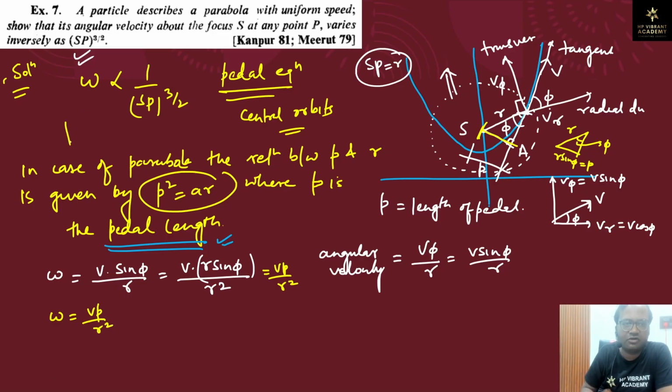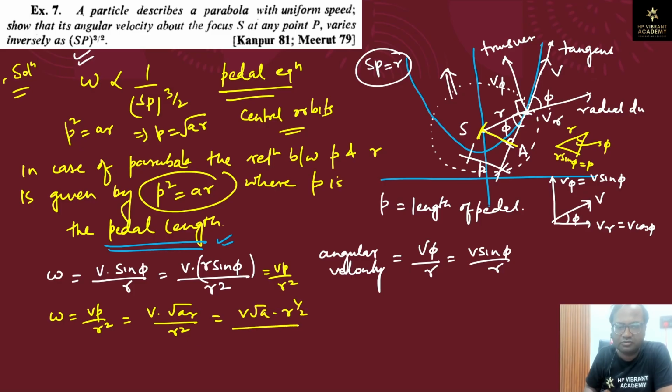And we have small p square is equal to AR. This means p is equal to root under AR. So let us put it here. So V into root under AR upon r square. So this is equal to V root under A into R to the power 1 upon 2 upon r square. This is V root under A upon R to the power 3 upon 2. So angular velocity is proportional to 1 upon R to the power 3 upon 2.